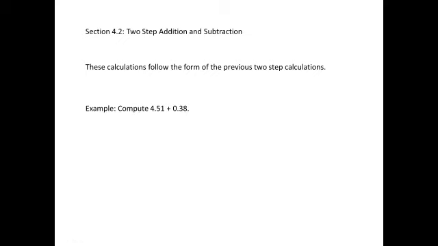Section 4.2, Two-Step Addition and Subtraction. These calculations follow the form of the previous two-step calculations. There's really nothing new going on here. Example, compute 4.51 plus 0.38. We're going to rewrite this as 4.51 plus 0.30 plus 0.08. Again, it's a two-step addition problem.